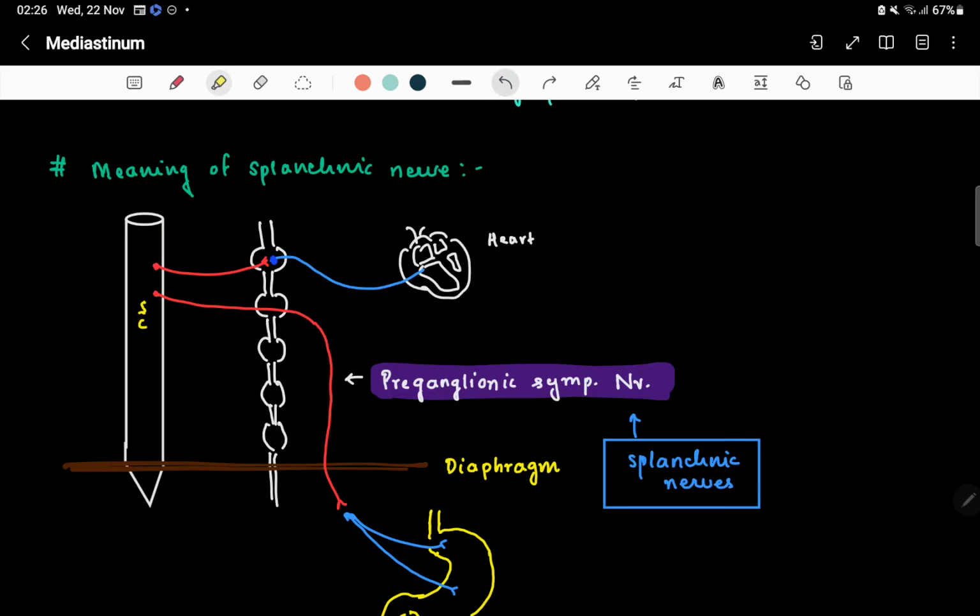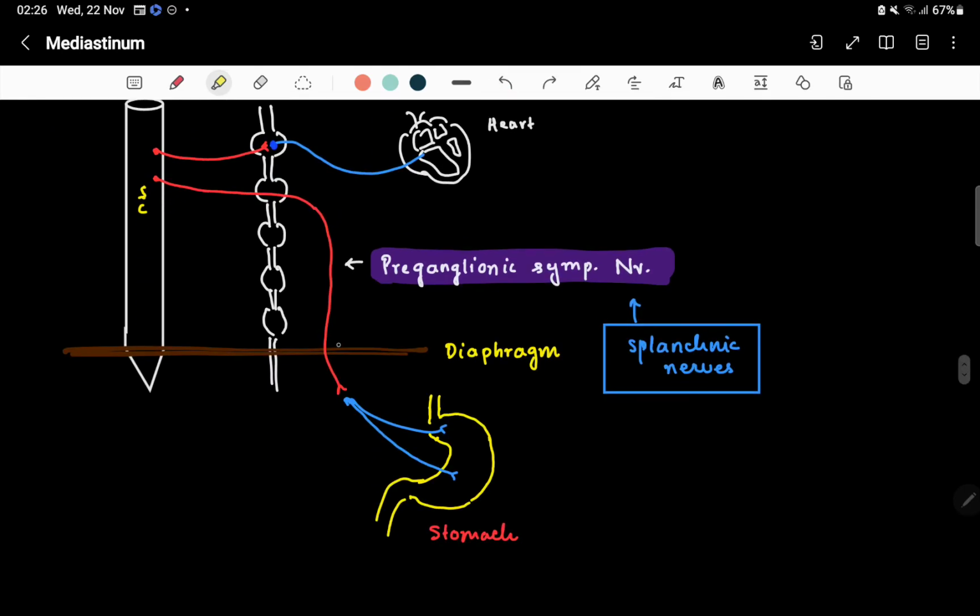SC is the spinal cord, and from the spinal cord preganglionic fibers are arising and relaying in the sympathetic chain of the thorax, that is the thoracic sympathetic chain, and the postganglionic fibers are going towards the heart. And here we have the preganglionic sympathetic nerve, which is not relaying. It is directly passing the ganglion, piercing the diaphragm, and giving the postganglionic sympathetic neurons to the stomach.